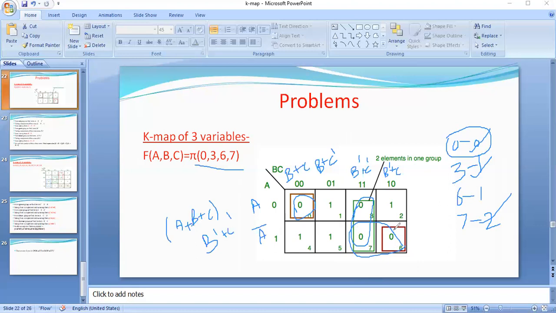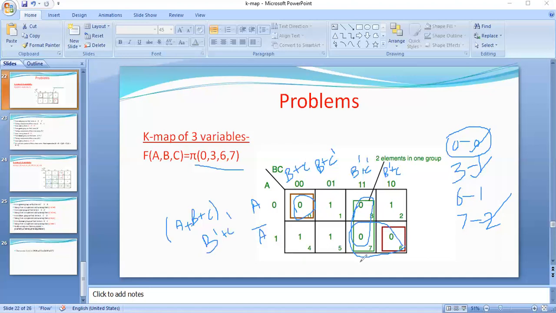Okay, only pair is allowable. There is no possibility of quad. Can we group 4 numbers? There is no possibility. Only we can group the 6 and 7. There is no other possibility. Sorry, this one is wrong.